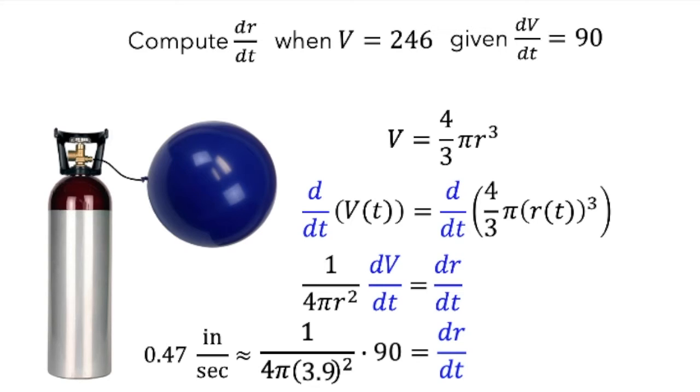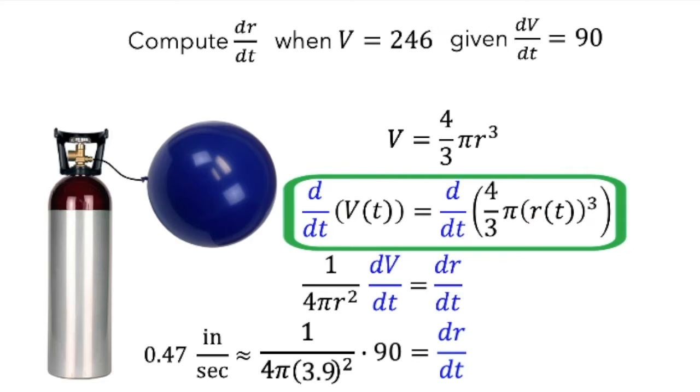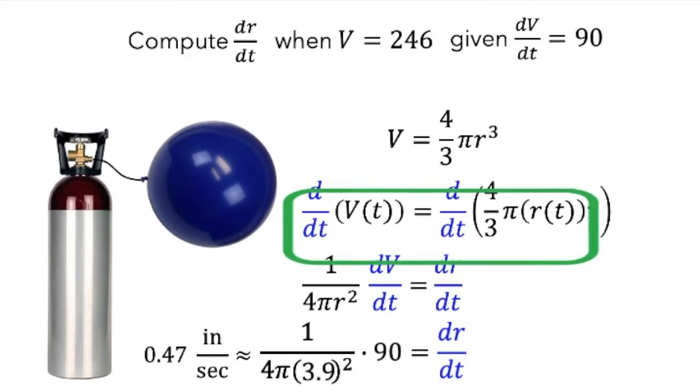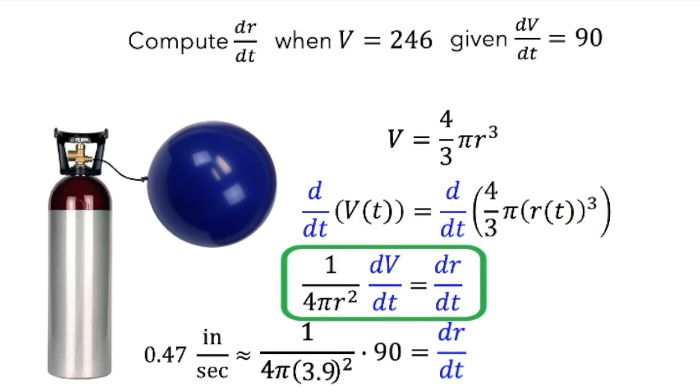Let's think about how we arrived at this answer. We started with a formula relating v and r. Then we thought of both v and r as functions of time and differentiated each side of the equation with respect to time. We used the chain rule to get an equation that related dv dt and dr dt. This equation is called a related rate formula, since it defines a relationship between two instantaneous rates of change, or derivatives. Let's define the idea of a related rate formula in general.